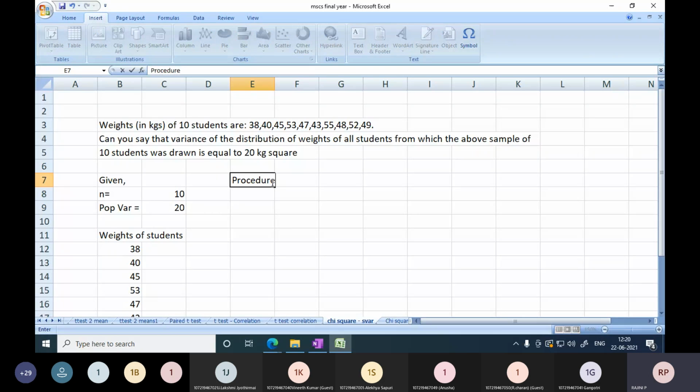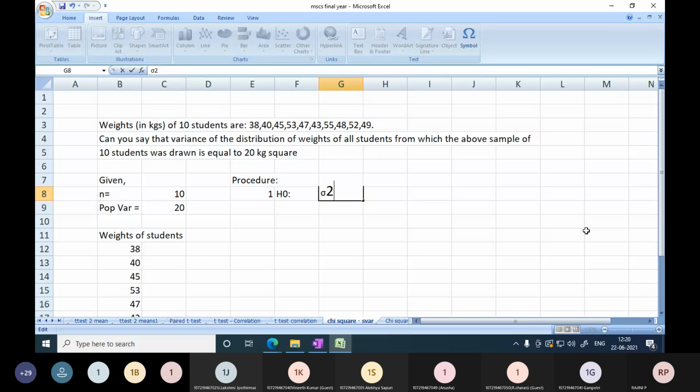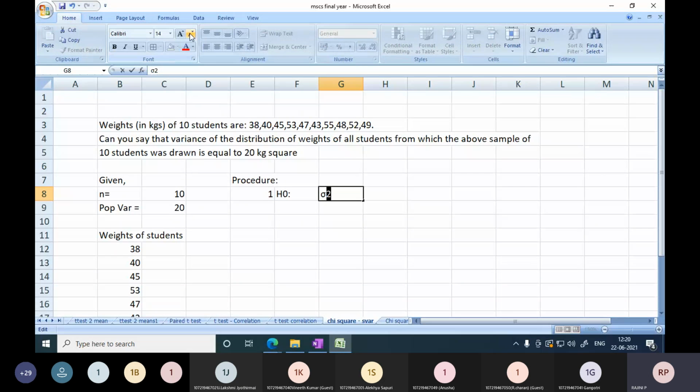Now write step 1, H naught. What is the H naught? Sigma square is equal to what? Tell me what is the sigma square? Yes, sigma square is equal to 20. What is the population variance here? You just check it. Here they mentioned population variance is 20. So write it here, sigma square is equal to 20.